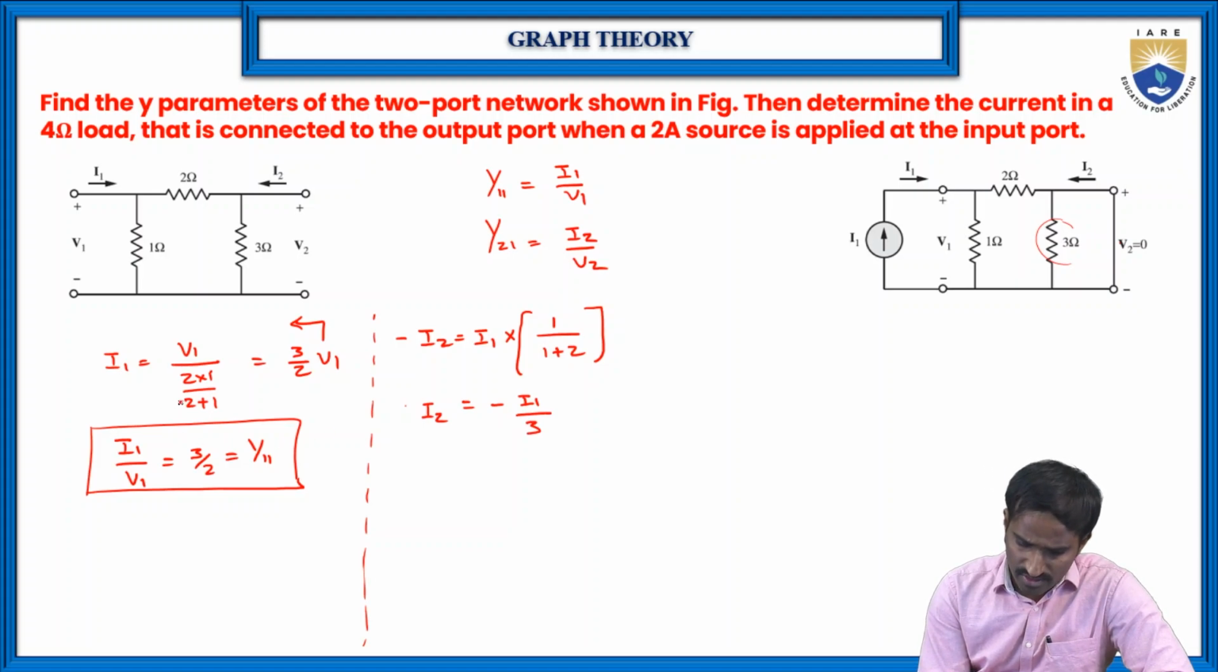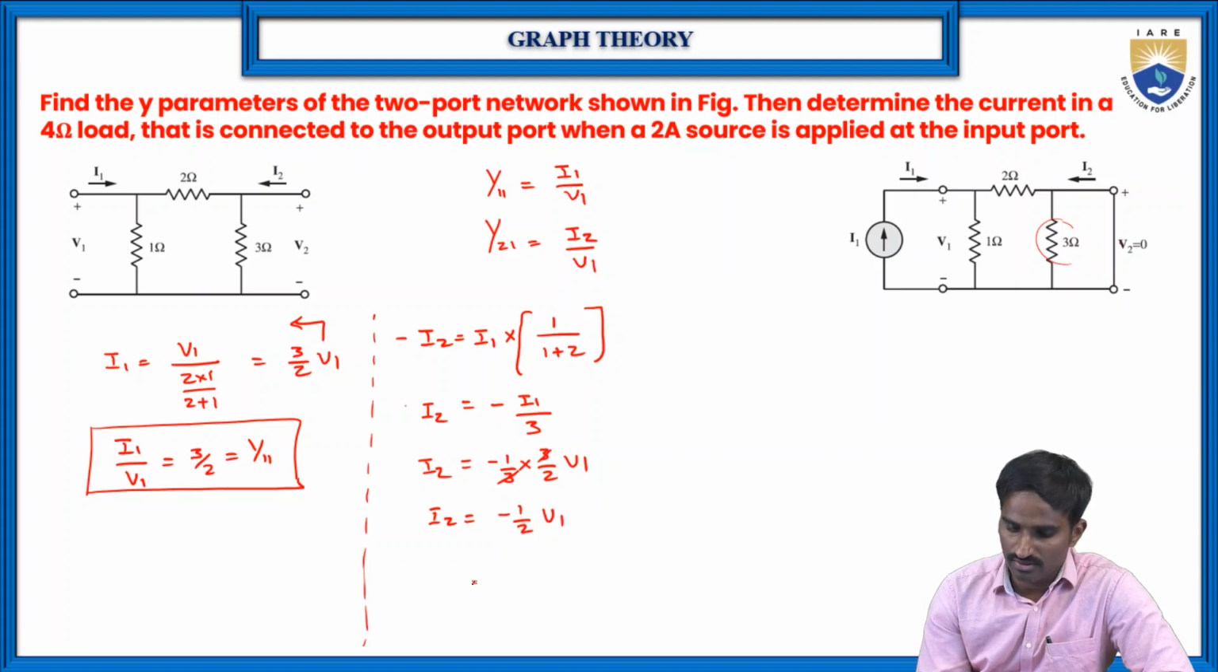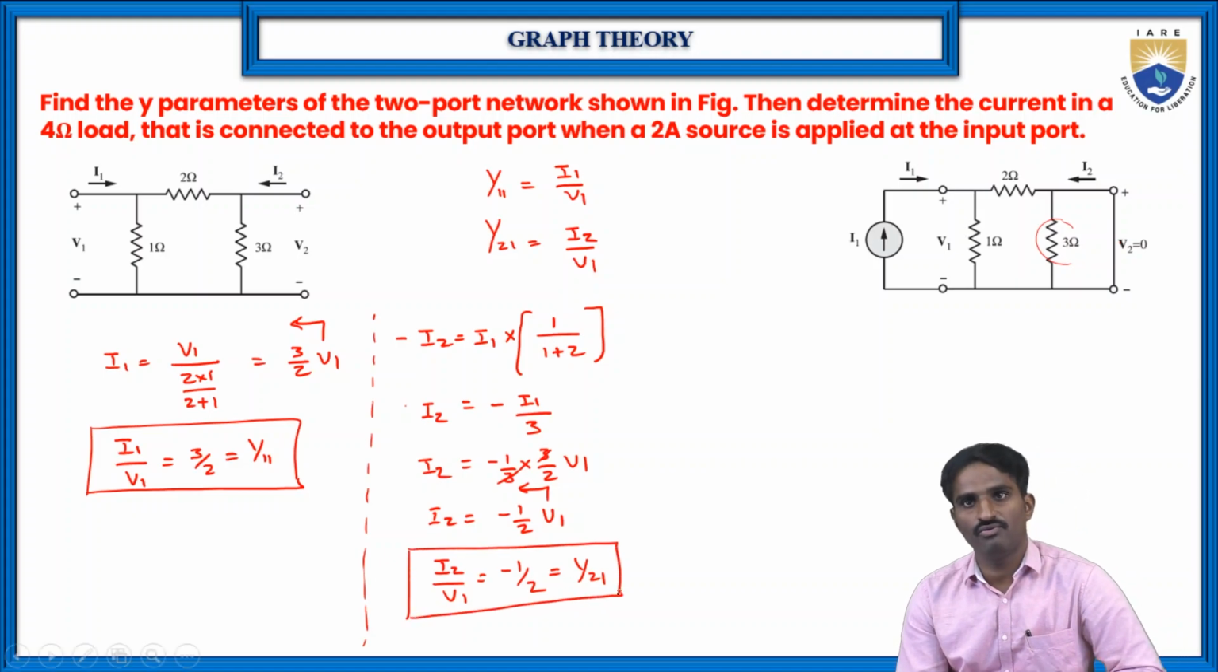Right? So what is I1 actually here? I1 is equal to 3 by 2 into V1. Okay, so here not V2, this is V1. Then substitute here the I1 value as 3 by 2 into V1. So minus 1 by 3 into 3 by 2 into V1 is equal to I2. So 3 gets cancelled. Then I2 is equal to minus 1 by 2 into V1. Okay, then I2 by V1, just send this V1 to this side. Then I2 by V1 is equal to minus 1 by 2, which is Y21. So this is how we can find the value of Y21.